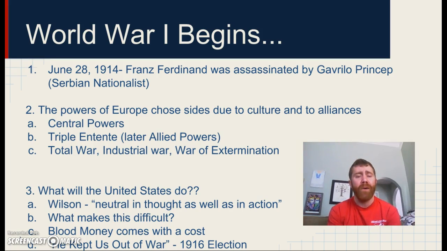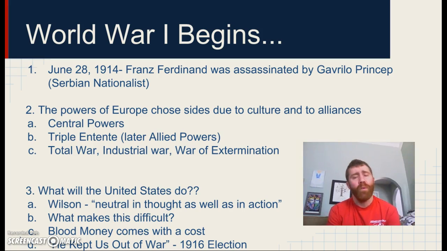The Central Powers will be Germany and Austria-Hungary. Turkey, or the Ottoman Empire, I should say, is going to get involved. Bulgaria will get involved on the side of the Central Powers. You really need to focus just on Germany and Austria-Hungary. There is a great book out there that talks about the Ottoman Empire at the beginnings of the 20th century, and then what happens to the Ottoman Empire afterwards. It's called A Peace to End All Peace.